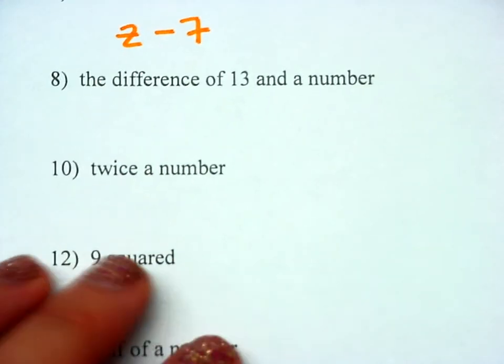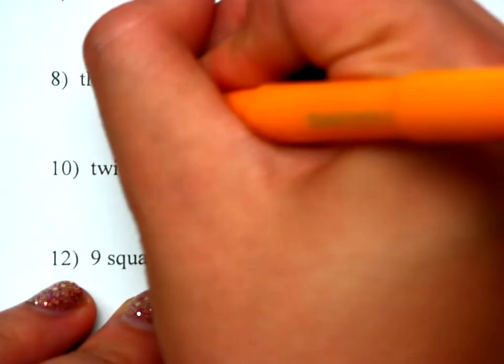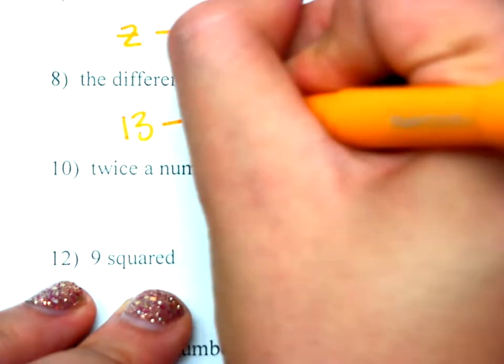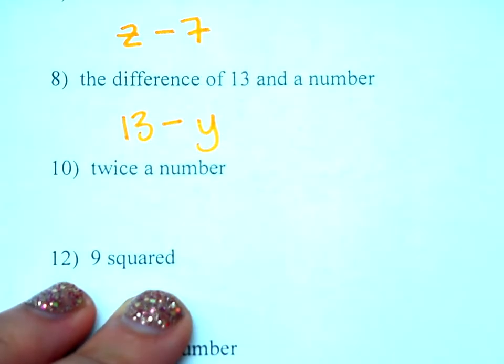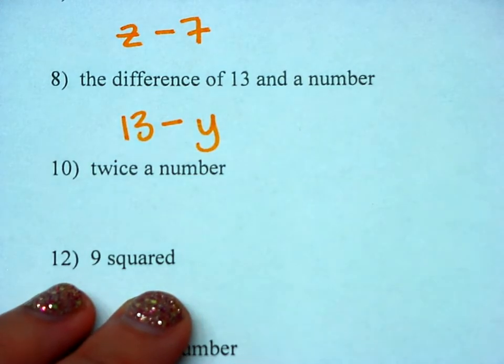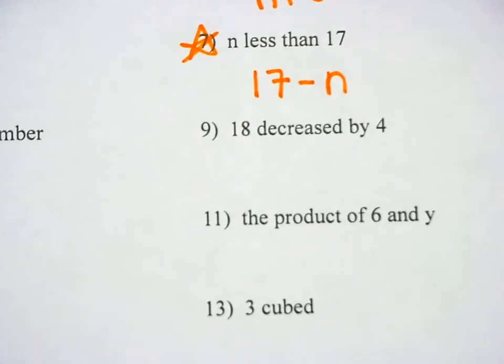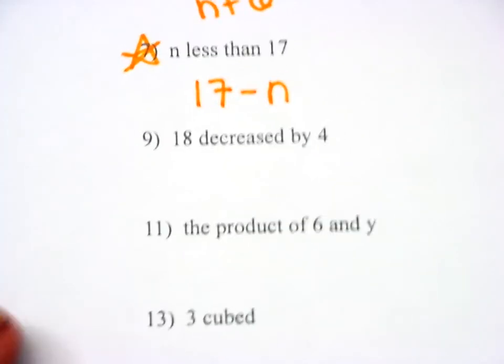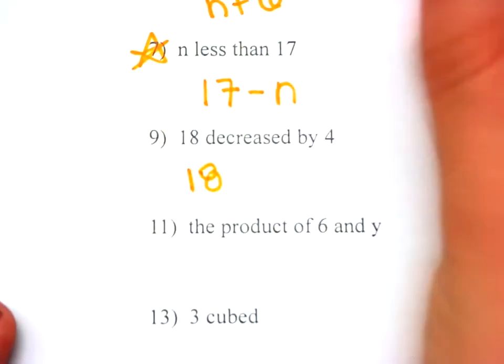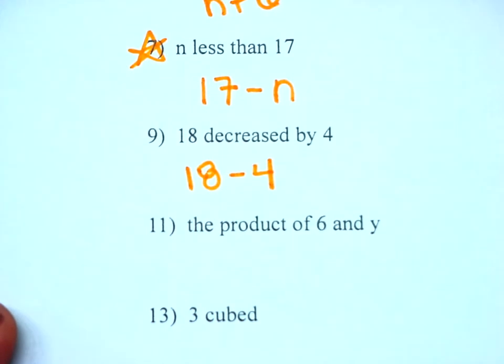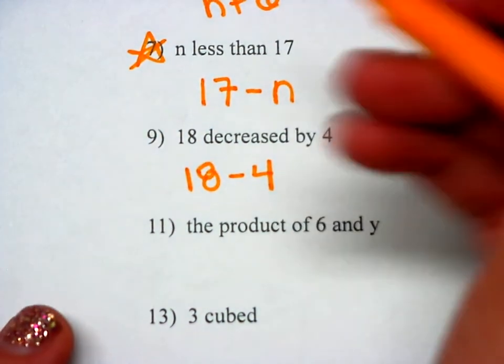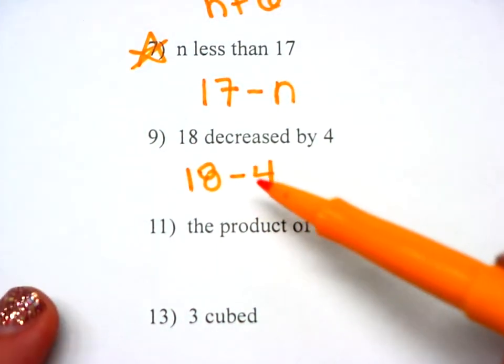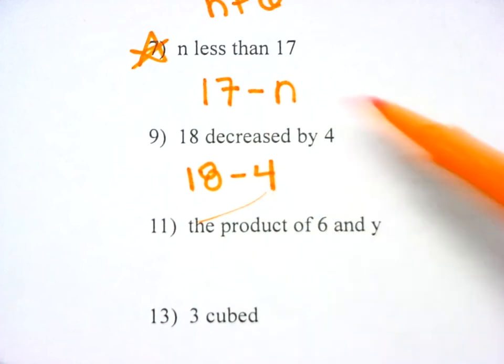All right, number 8, the difference of 13 and a number. So again, this is just 13 and then subtract a number. Let's use y this time. Why not? And then last one in this section, 18 decreased by 4. So we'll start with 18 and then subtract 4. If you wanted to simplify this, you could just write the number, but right now we're just practicing the mode of translating from here to here.